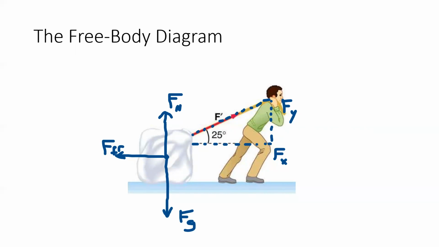And then, going towards the man pulling the ice block, we have the tension, with its X and Y components. A lot of people will mess up by not realizing the X and the Y components and just putting one line showing the tension of the rope or cable between the athlete and the ice block.